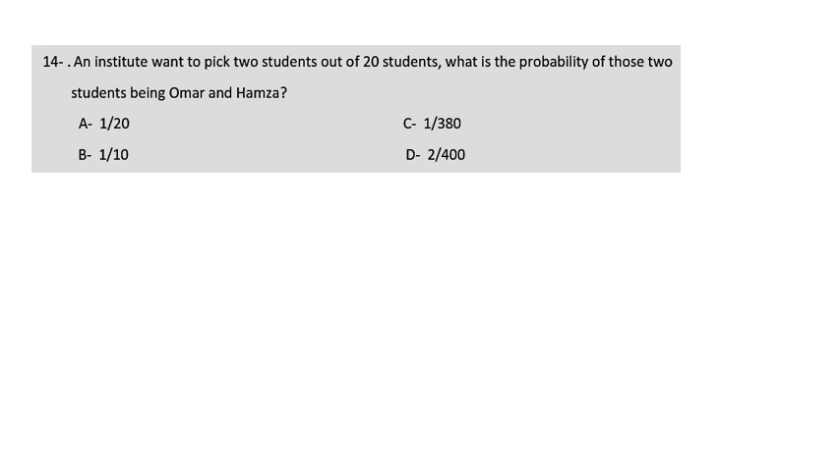An institute wants to pick 2 students out of 20 students. What is the probability of those 2 students being Omar and Hamza? By the way, names don't matter. He may just ask for 2 students. Names don't change anything. Imagine that you have a class of 20 students and you are going to choose 2 out of these 20 students.